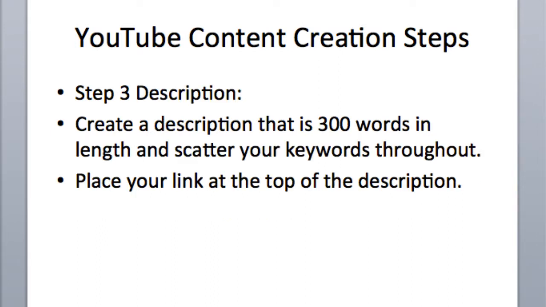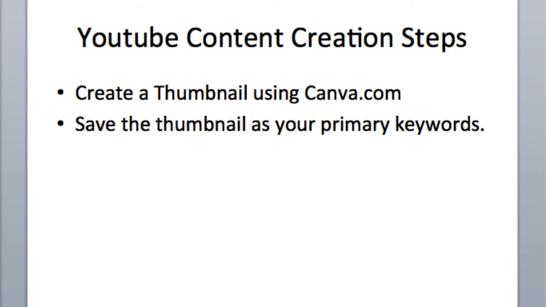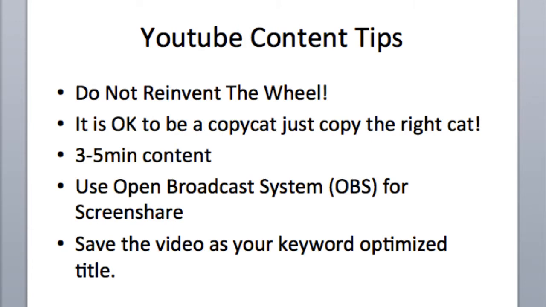You want to create a 300-word description and scatter those keywords throughout the description. Place your link at the top of the description. Create a thumbnail using canva.com and save the thumbnail as your primary keywords. You don't want to reinvent the wheel. It's okay to be a copycat, just copy the right cat.